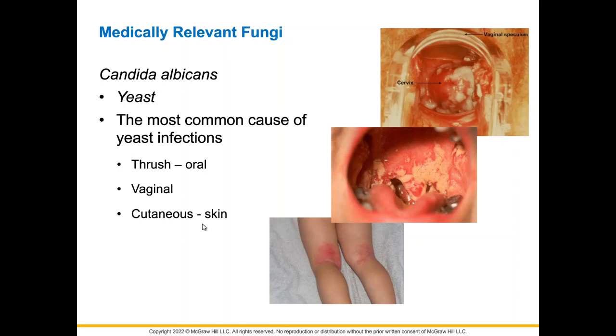And the cutaneous infection of the skin, cutaneous meaning skin. So more commonly, yeast infections on the skin are going to be in places that tend to withhold moisture, such as you see here behind the knees. Armpits would be another example of where it would be more common to see yeast infections. Any place where the moisture is going to remain in the body for longer periods of time due to not being exposed to the air.